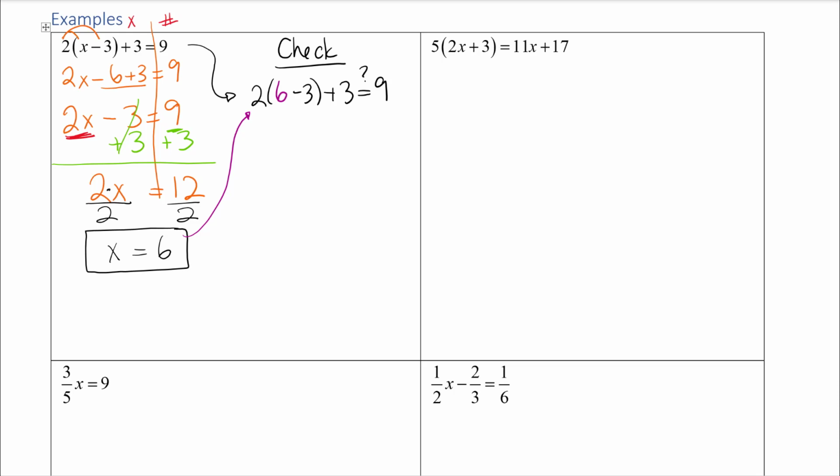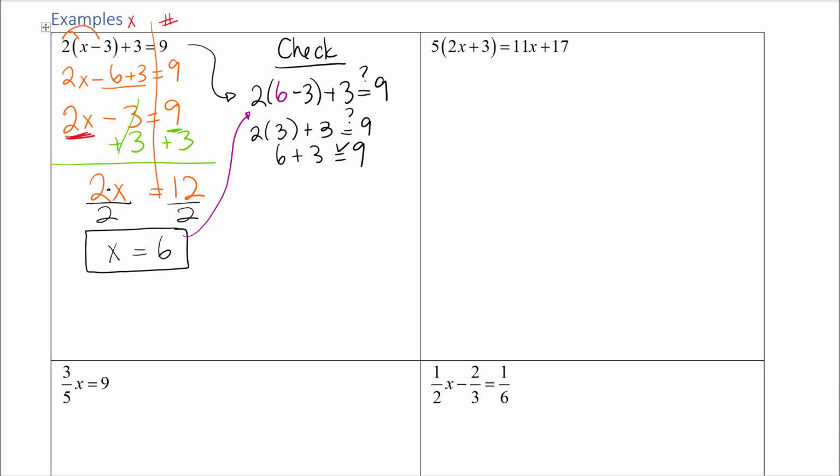Now I put a question mark over the equal sign because I don't know if the left equals the right just yet. I'm going to have to work on that. So to evaluate each side, I have 2 times 6 minus 3, that's 3. 2 times 3 is 6, plus 3, guess what? 6 plus 3 does equal 9. Did my answer x equals 6 make sense, and did it check? Yes, it did. So I'm going to keep it. If this didn't work, let's say it wasn't equal to 9, then I'd have to go back and find my mistake. I'm just trying to find if I made a mistake or not.